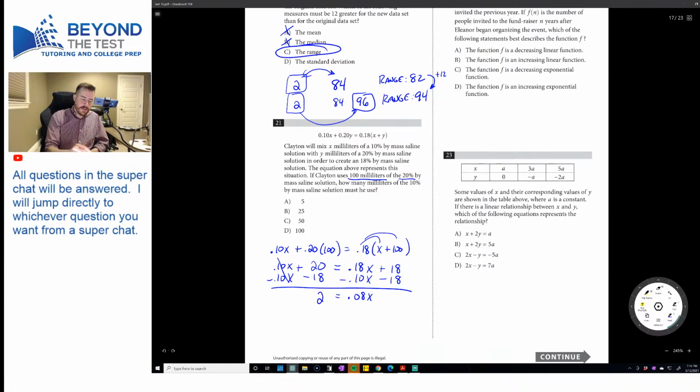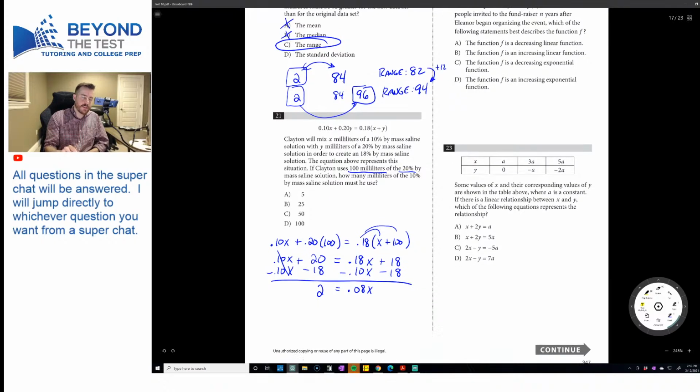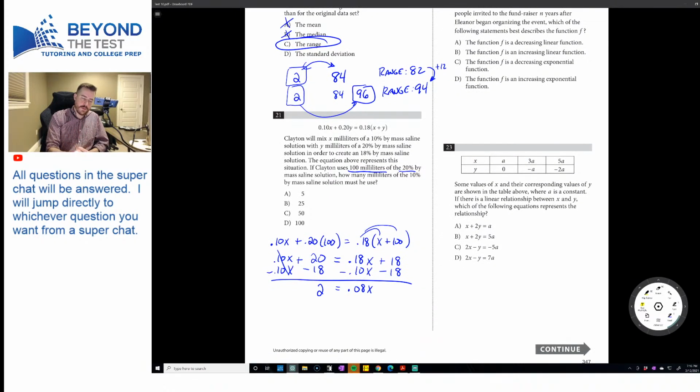Now, you could just do this next part in the calculator, but I just want to show you in case you have this in the non-calculator part. 0.08 is the same thing as 8 out of 100, because it's in the 100th spot. This is the 10th spot, then the 100th spot. So that's 8 hundredths. Then I could just multiply by 100 over 8.